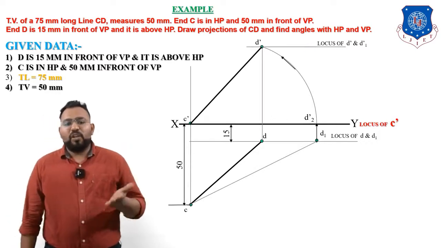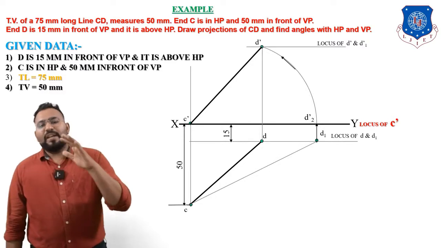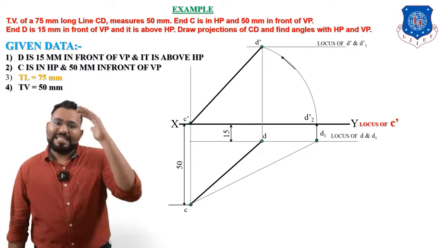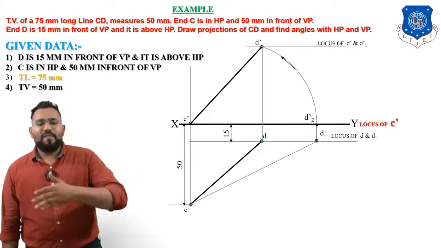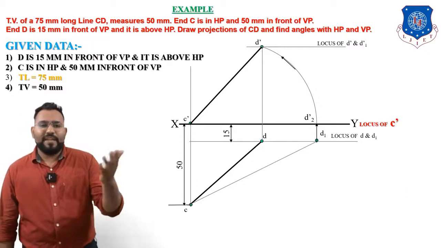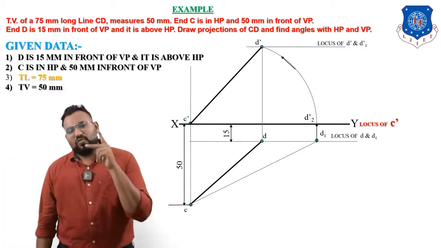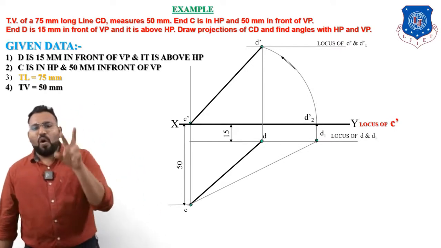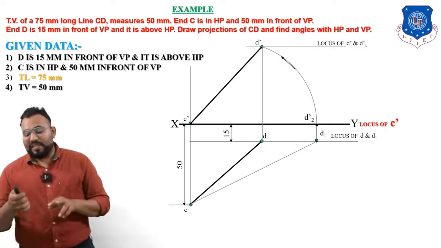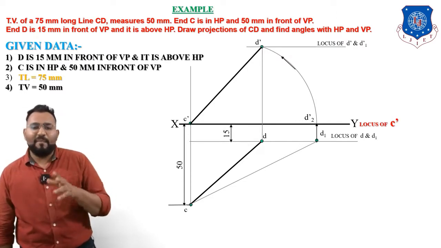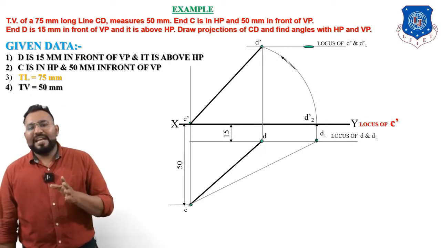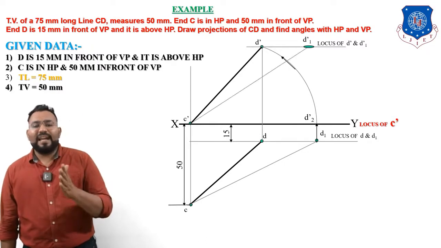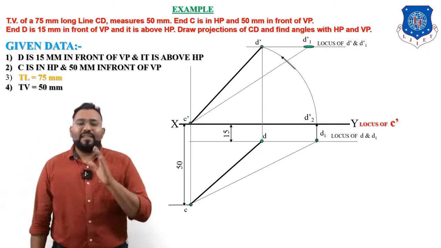Now we have to find the true length. We know that in front view and top view, the value of true length is always the same. That means the value of CD1 and C dash D1 dash are both the same. The true length is given, which is 75 mm. So take a distance equal to 75 mm and C dash as a center, put an arc on the locus of D dash and D1 dash, and whenever it intersects, it will be your point D1 dash. Now connect C dash and D1 dash. So this is your true length in front view.